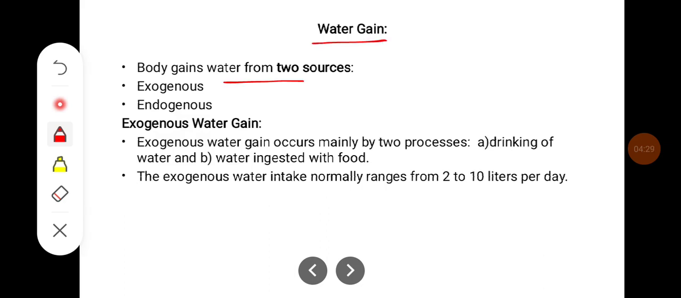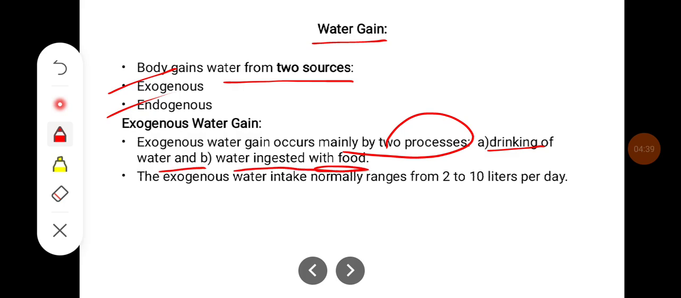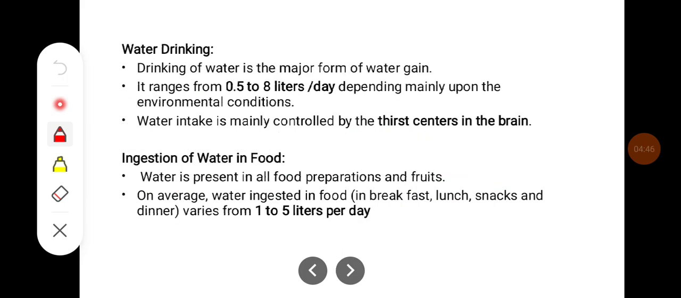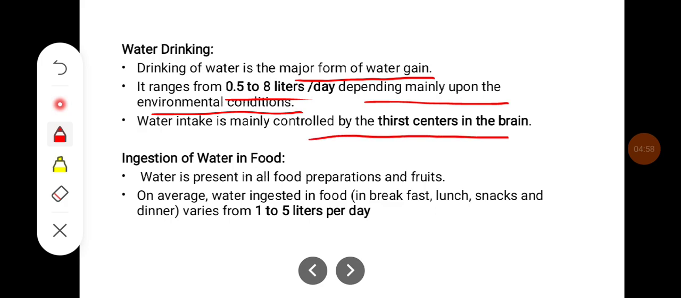The body gains water from two sources, exogenous and endogenous. Exogenous water gain occurs mainly by two processes, drinking of water and water ingested with the food. The exogenous water intake normally ranges from 2 to 10 liters per day. Drinking of water is a major form of water gain. It ranges from 0.5 to 0.8 liters per day, depending mainly upon the environmental conditions. Water intake is mainly controlled by the thirst center in the brain.